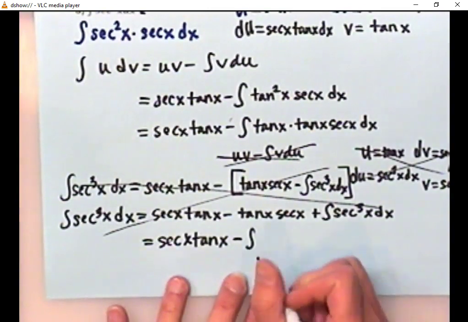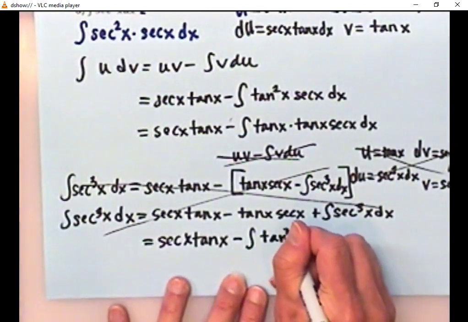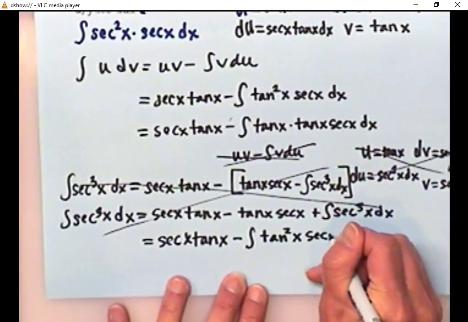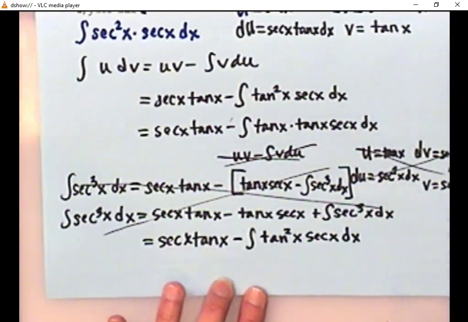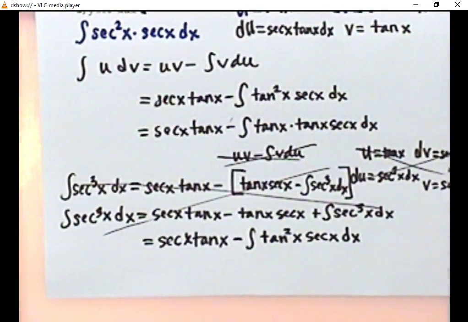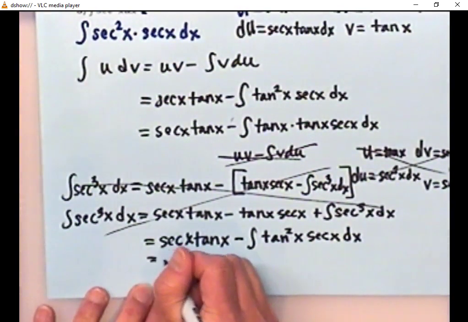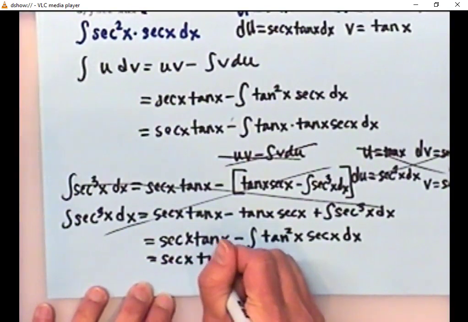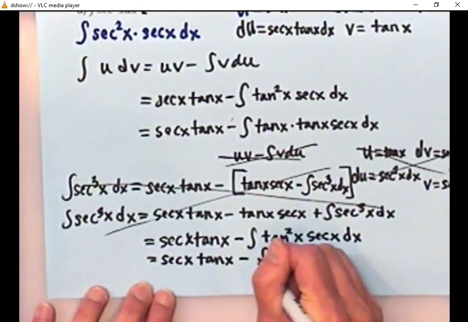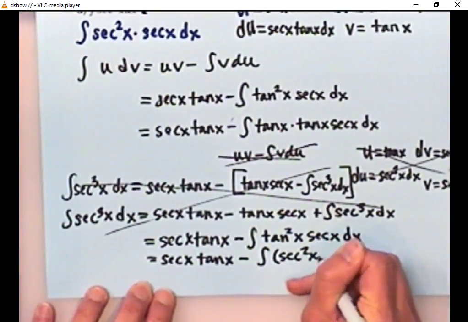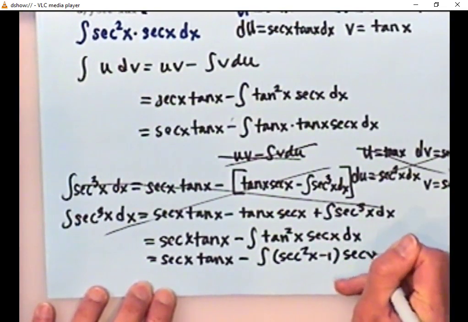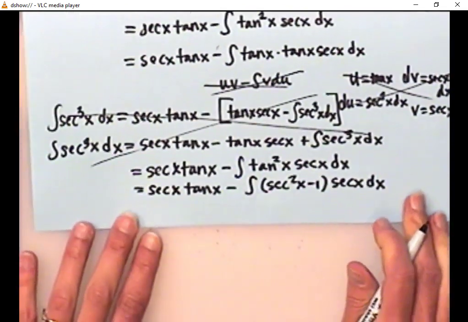Something's going on. Okay. How about, do you know an identity for tangent squared of x? Let's see if there's another way we could do this. What's the tangent squared identity? Secant squared minus 1, right? 1 plus the tangent squared equals secant squared. So we could replace that with secant squared of x minus 1. So let's go ahead and try that and see if that helps me at all.